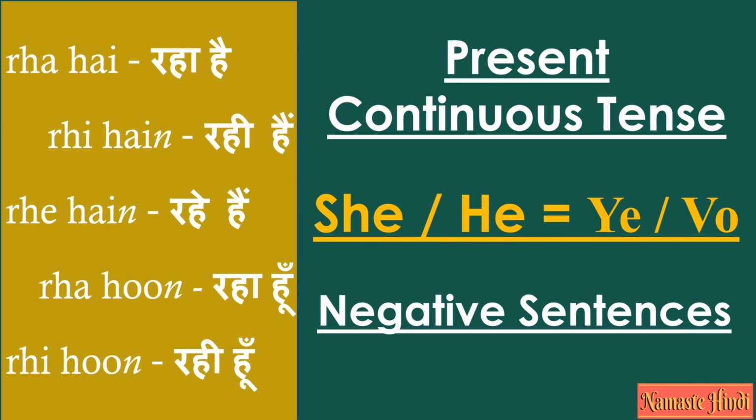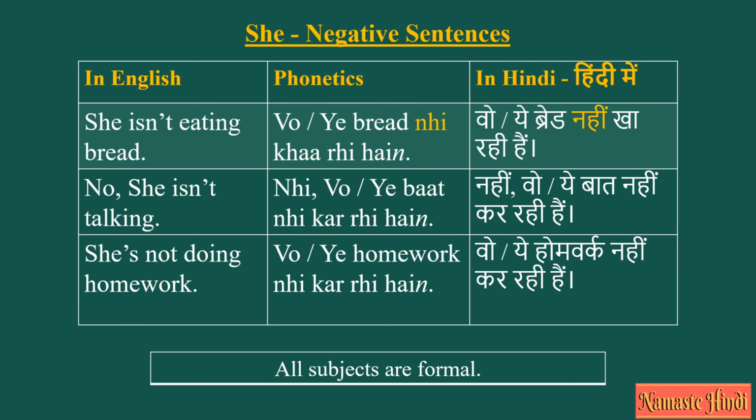She and he negative sentences. She negative sentences. For the negative sentences, we simply add the word nahi just before the verb. She isn't eating bread. For far distance, we would say वो bread नहीं खा रही है. And for near distance, we would say ये bread नहीं खा रही हैं.